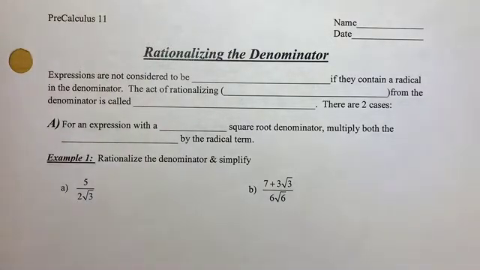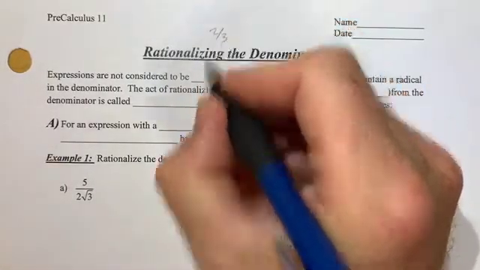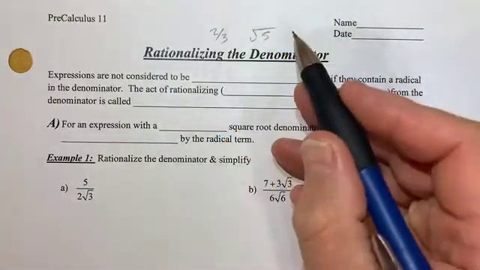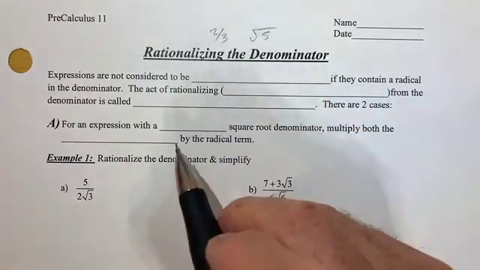Our next skill we're going to be looking at is called rationalizing the denominator. Something is rational if it's a rational number, like 2/3 is a rational number. Square root of 5 is not. That's irrational. So if I want to rationalize it, in other words, I want to get rid of the irrationals.